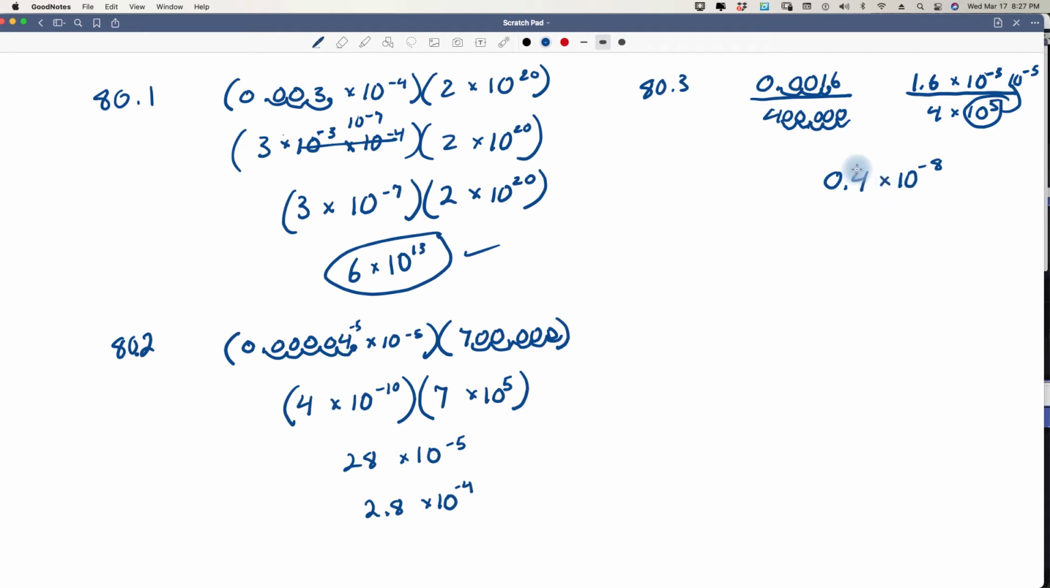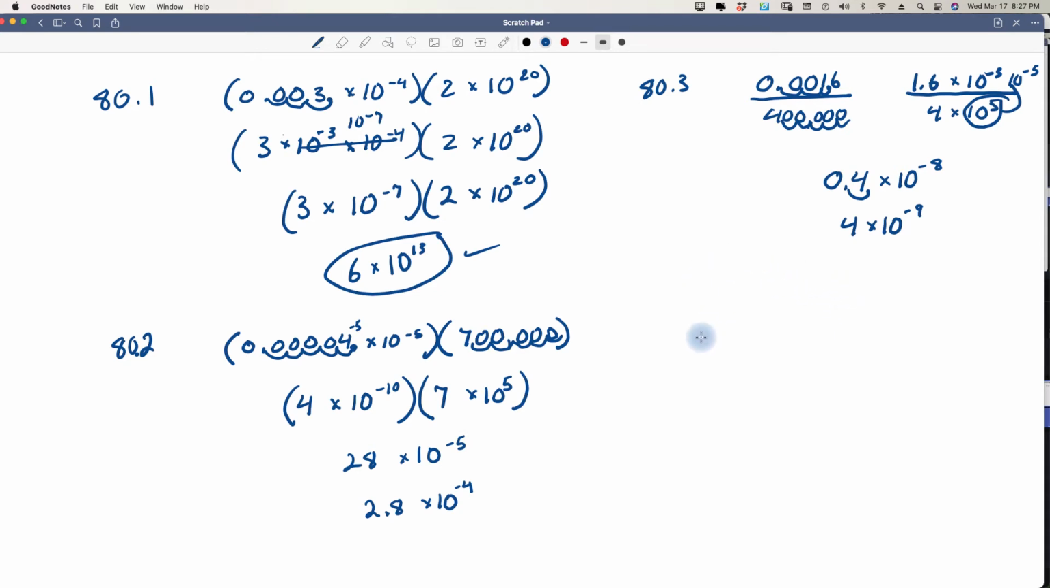All right, but we don't want this to be 0.4. We want this to be 4. So we are going to move the decimal back, right, to 4 times 10. And because we moved the decimal back 1, we're going to add a negative 1. So it's 4 times 10 to the negative 9. That's our final answer.